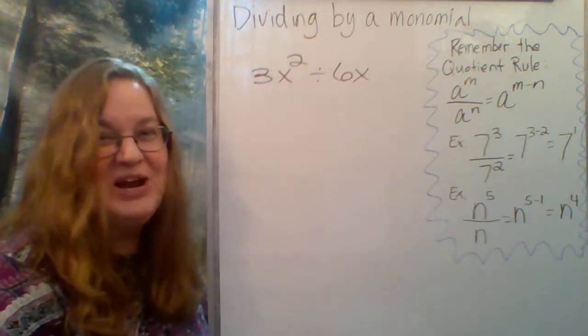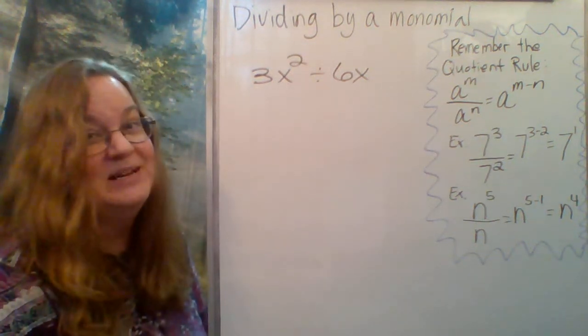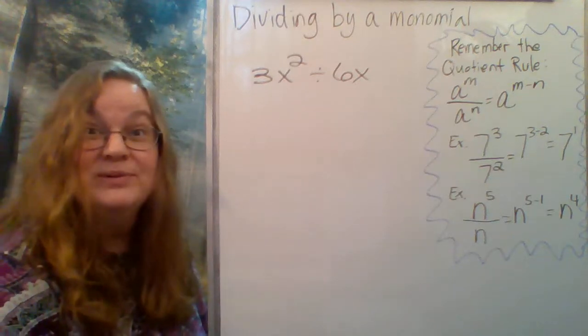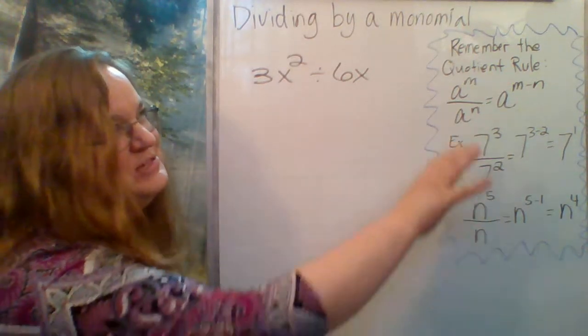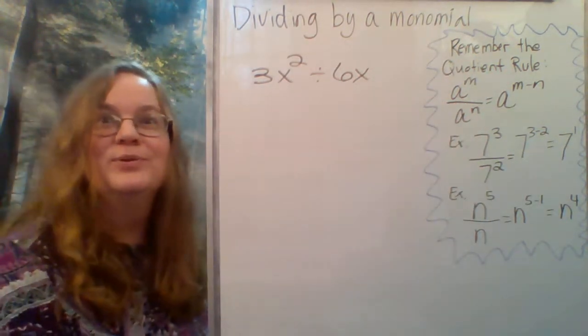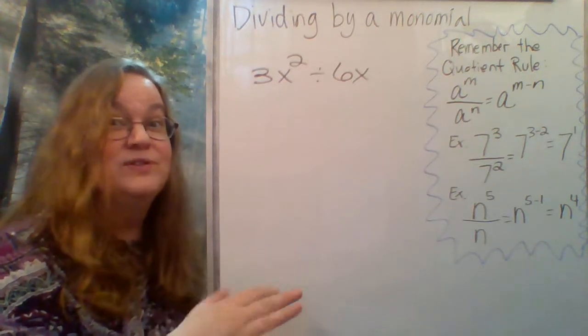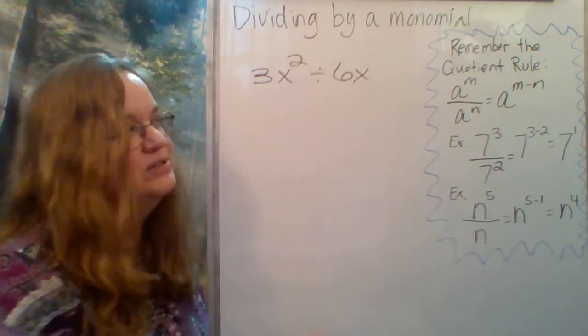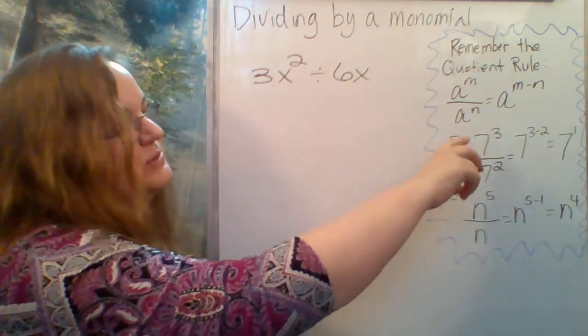Hello, this is Mrs. Brown, and today we're going to be looking at dividing by a monomial. When we're doing this, the most important thing to remember is the quotient rule. If you're good with the quotient rule, this is just a few extra things to do, but we're going to be using the quotient rule frequently.